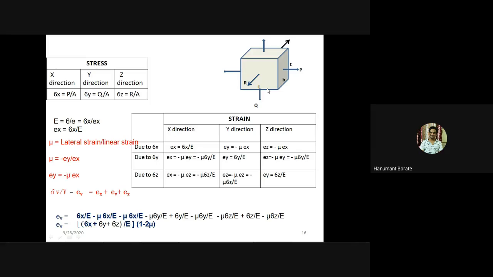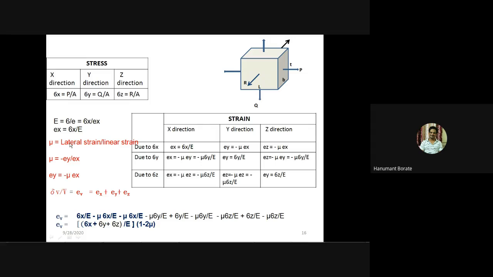If length is increasing, we treat that deformation as positive. If length is decreasing, we treat that deformation as negative. So if we are applying the force in one direction, and we find that the change in length is positive, then that strain is positive. But if due to application of force in that direction, the dimensions in the other direction decrease, then mu equals minus ey divided by ex.